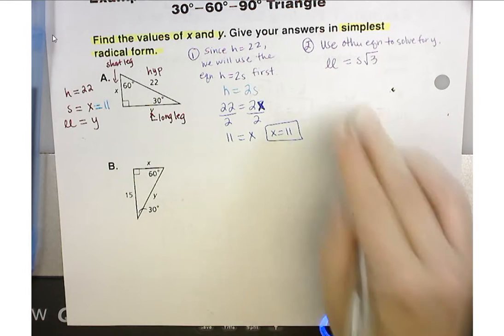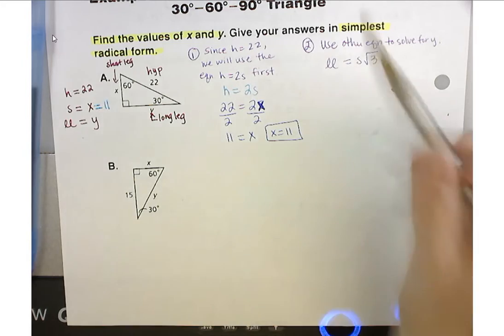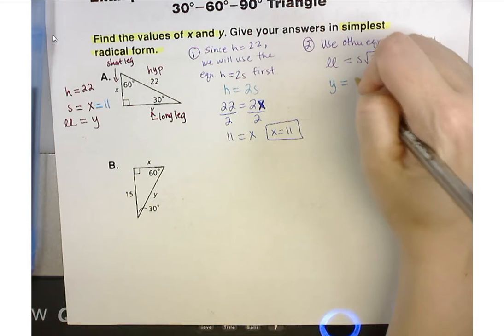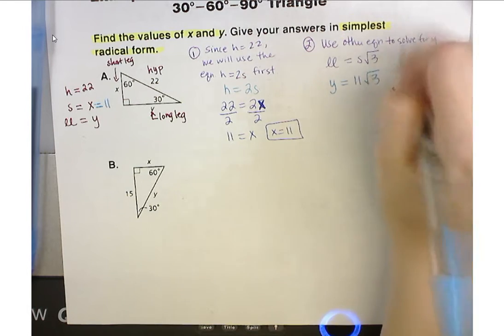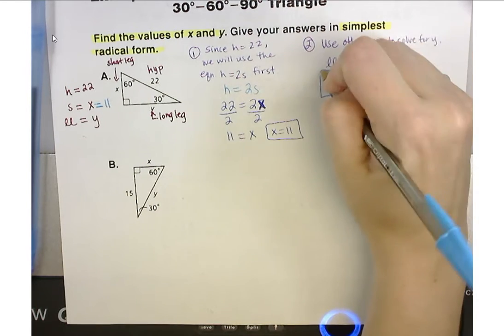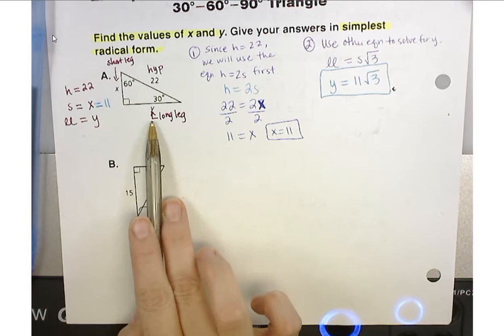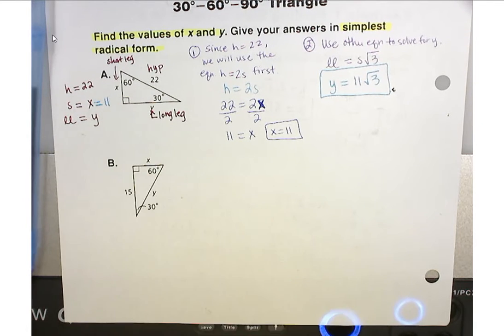So when I go to plug these in, my long leg is y, my short leg is now 11 times the square root of 3. And look, it's already done. Y is by itself, so y is going to be 11 root 3. Okay, so short leg times root 3 will be the long leg. Short leg times 2 will be the hypotenuse.